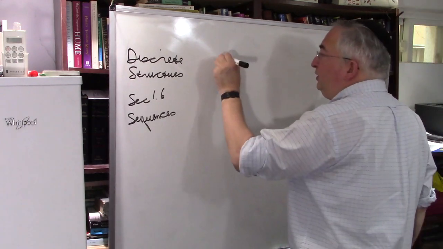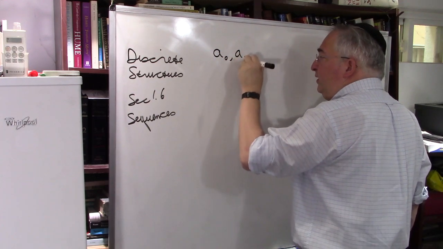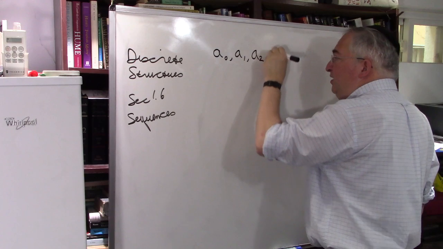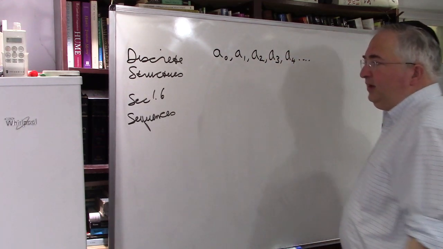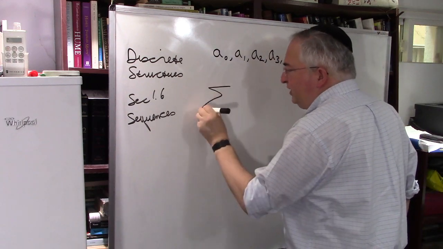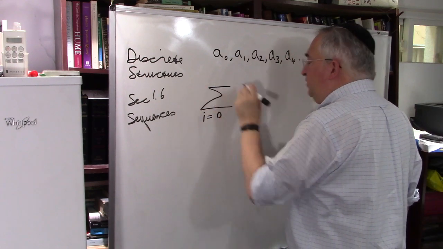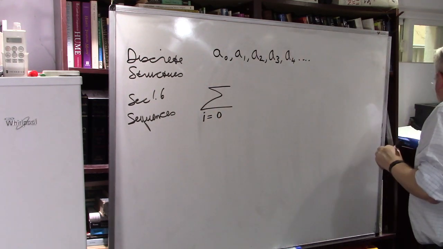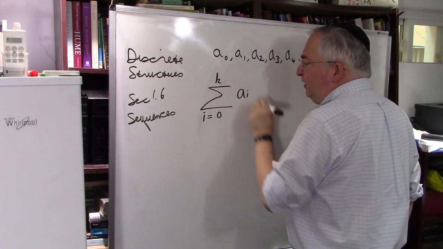So here's a cute little thing. A0, A1, A2, A3, A4, dot, dot, dot. Okay? What you can do is you can add them up. And the way to do this is like this. I equals 0 till, let's see, do we want to do this forever? We'll do this till K. Okay? A of I. Okay?